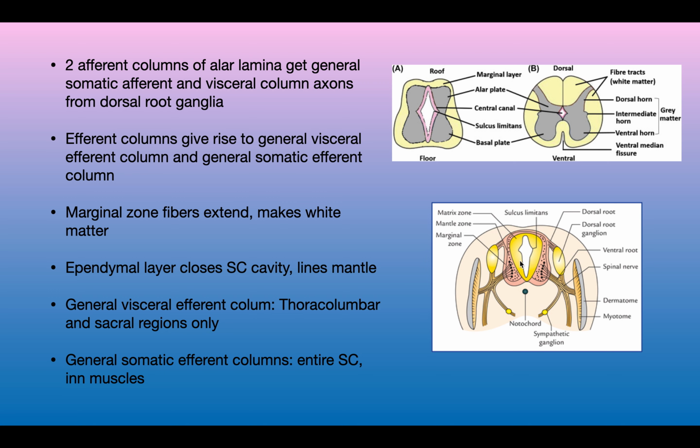Ependymal layer will close the spinal cord cavity and it lines the mantle layer. And the general visceral efferent column is only going to be in the thoracolumbar and the sacral regions. The general somatic efferent columns will persist throughout the entire spinal cord, and those innervate the muscle. So here is the sulcus limitans. Here is going to be the matrix zone, and then the mantle zone, and then the marginal zone. So marginal zones would be the furthest, matrix zones would be the innermost. The marginal zone is where the fibers will extend. Ependymal layer is going to be on the innermost layer, and it closes the central canal eventually.